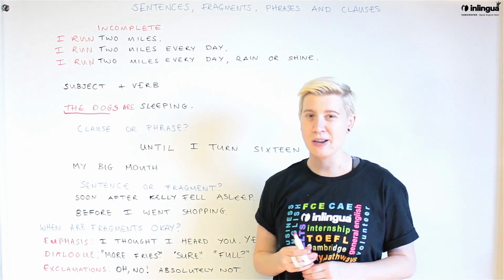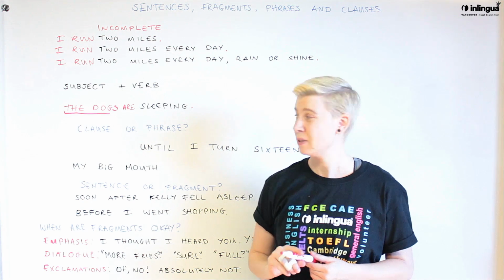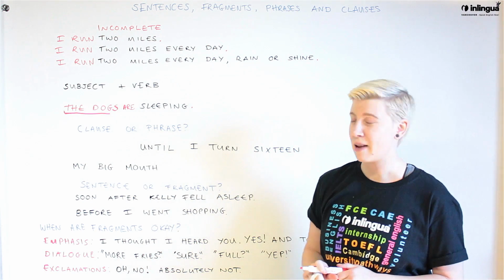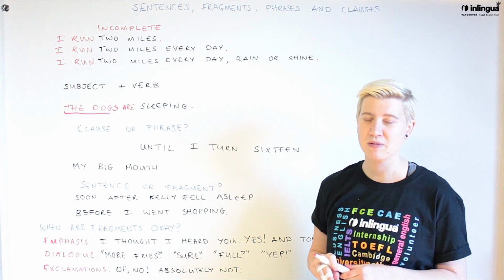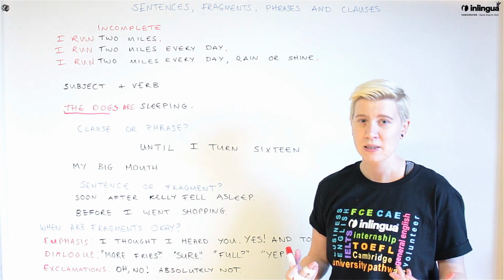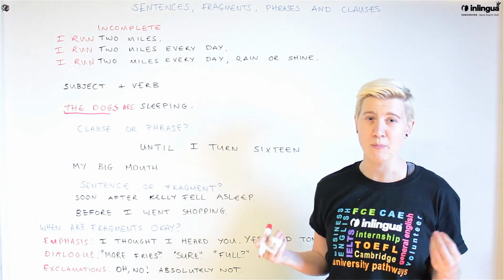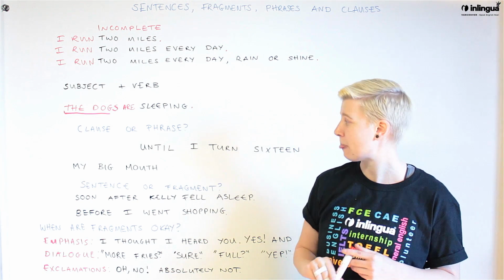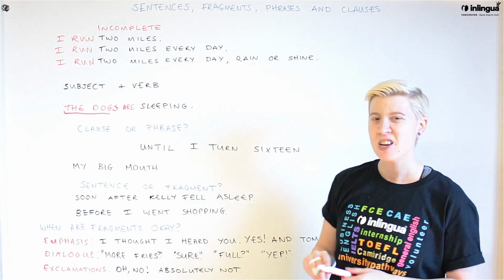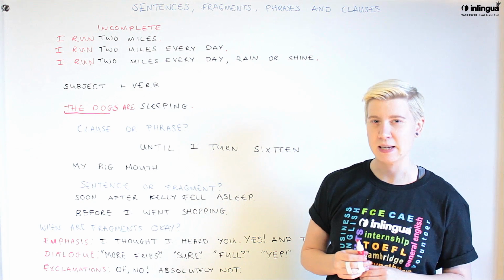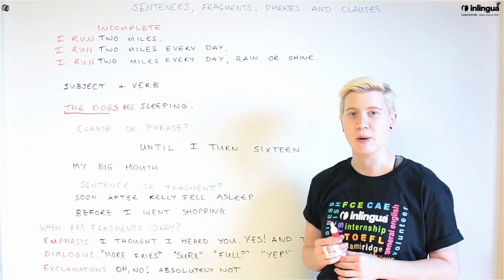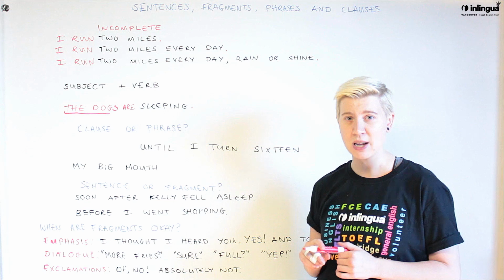But sometimes that is not enough. Okay? Clauses and phrases. These are parts of a sentence that we can add into our writing to make our sentences longer and more exciting, more interesting. Have a look at this. Until I turn 16. Can you see a subject, a person or object?